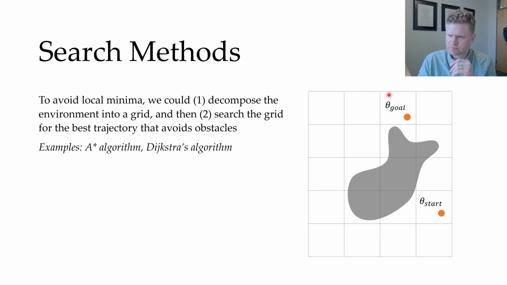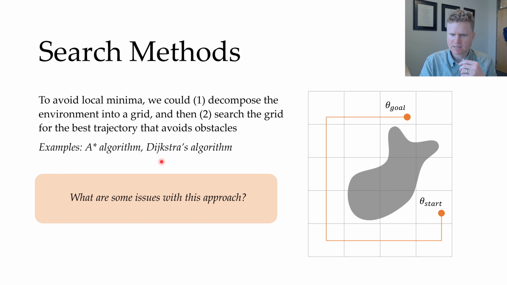I've got a start position and a goal position, and then some obstacle I know I want to avoid. With this approach, what I do is I would take this space and I would divide it up into these different cells of a grid, and then I would search those cells for the shortest feasible path. I could use something like A-star algorithm or Dijkstra's algorithm. And it is feasible in some situations to do this. Like here, I find a path from the start to the goal. But there are some very key fundamental issues with this approach.